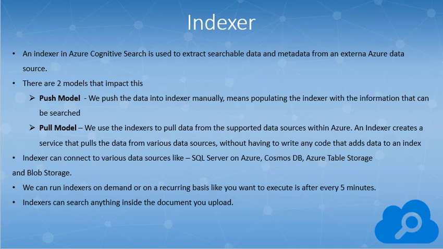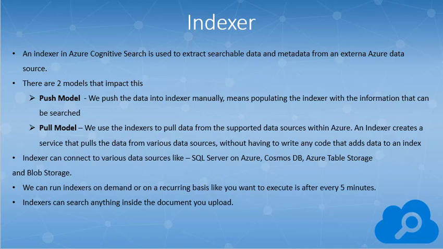The second is the pull model. In the pull model, we use the indexer to pull data from the supported data sources within Azure. An indexer creates a service that pulls the data from the various data sources without having to write any code that adds the data to an index. Indexers can connect to various data sources like SQL Server on Azure, Cosmos DB, Azure Table Storage, and Blob Storage. You can run indexers on demand or on a recurring basis, like executing one every 5 minutes. An indexer can search anything inside the documents you upload as well.